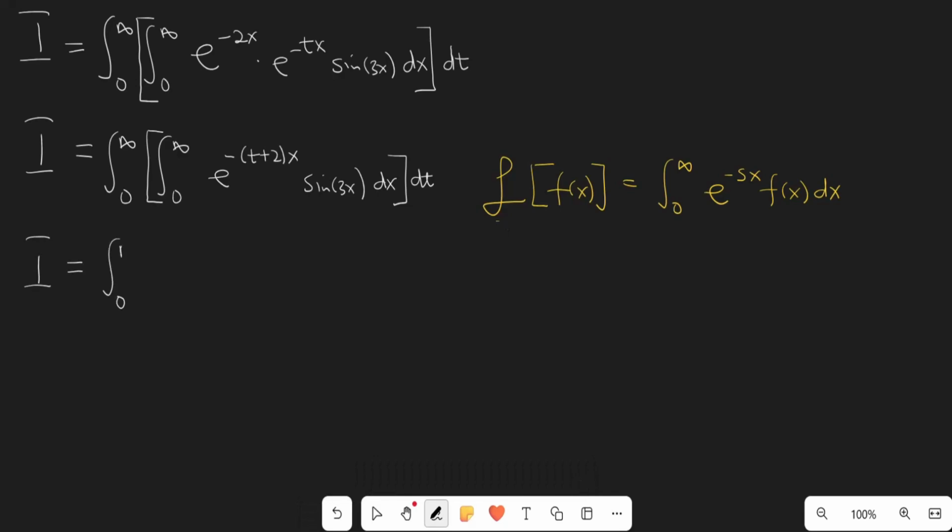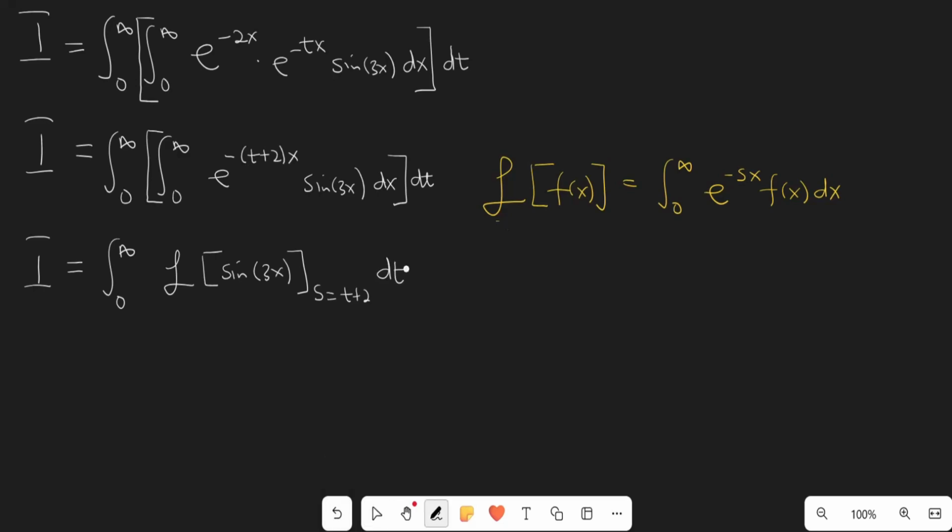So this is the integral from 0 to infinity. And now comparing this one to the Laplace transform, we can see that this is the Laplace transform of the function sine of 3x, like this. But this is evaluated at s equal to t plus 2. We can see that s here, negative s and negative t plus 2, s is just equal to t plus 2 if you are comparing it to the Laplace transform.